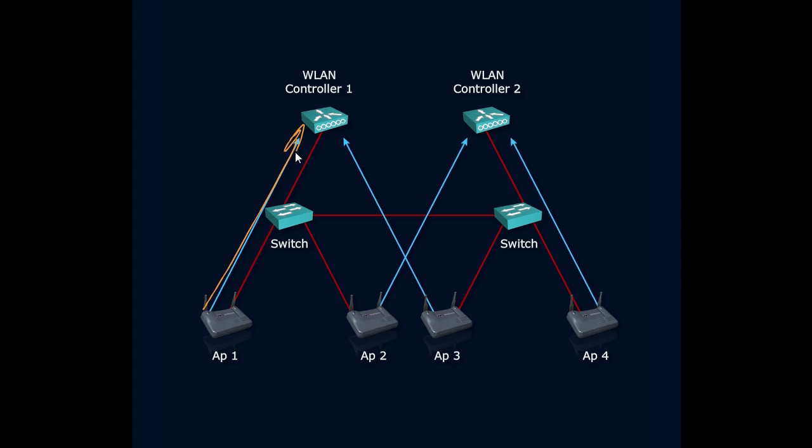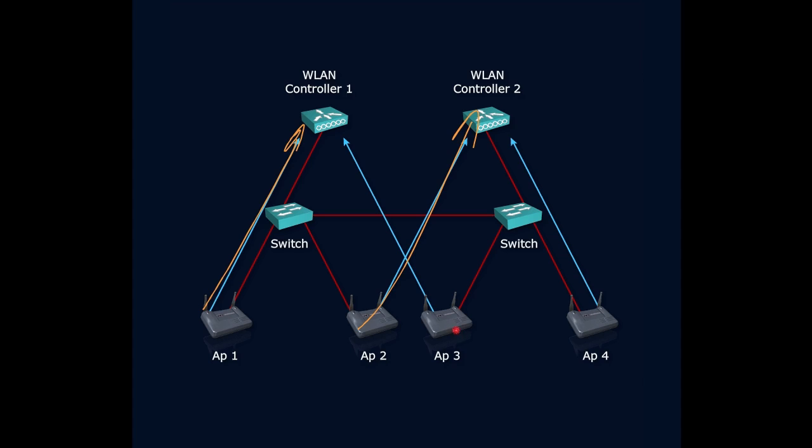Now AP2 is turned up. What happens next? Well, AP2 is turned up, the CAPWAP discovery process goes out, and then the wireless LAN controllers respond. This one says I have one AP associated with me, and this wireless LAN says I have 0 APs associated with me. So what happens is this AP now joins wireless LAN controller 2 because it had no APs associated with it.